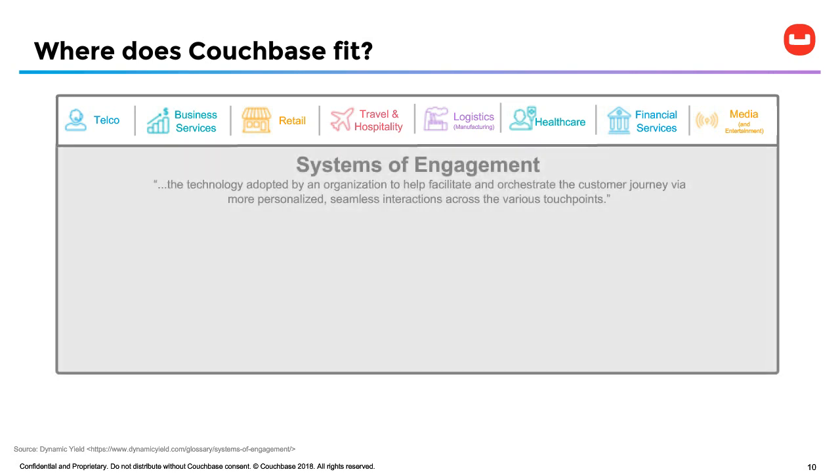And this comes from a quote. You can see the source online, but it's the technology adopted by an organization to help facilitate and orchestrate the customer journey via more personalized, seamless interactions across their various touch points. And you can see where we're going with this. All of these industries are building their own systems of engagement. And it means different things to each one of the industries.